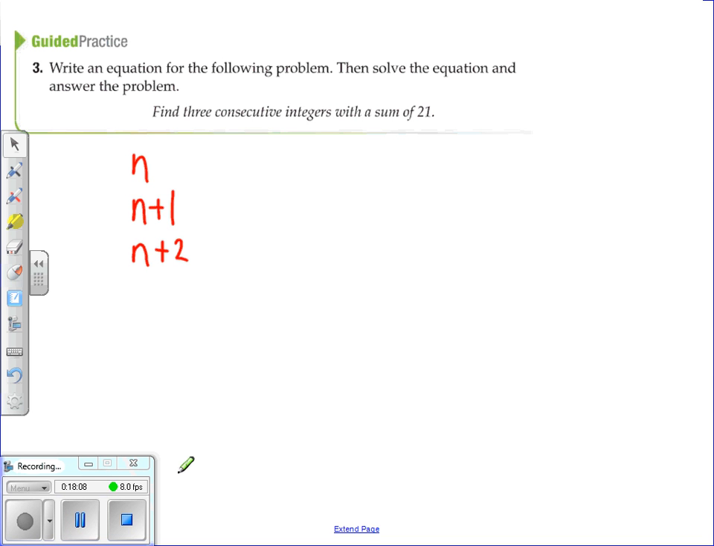And that is, believe it or not, the end of this video. So good luck, and we'll be doing lots of these problems tomorrow in class, and we'll put all of these that we've done for guided practice up on the board.